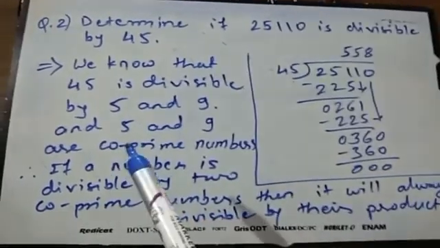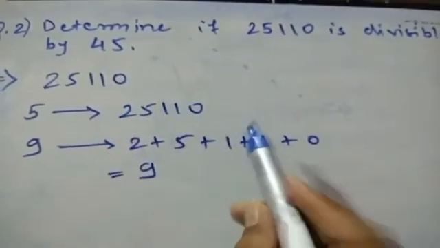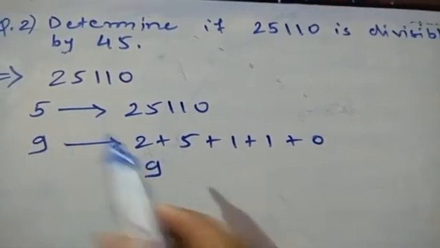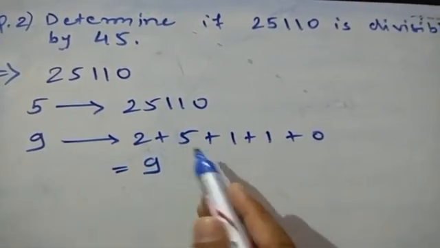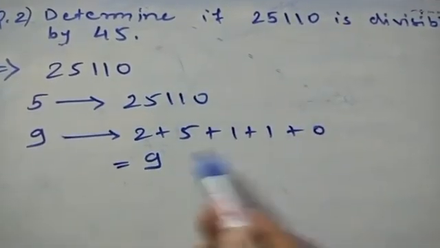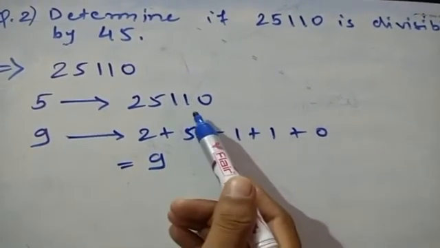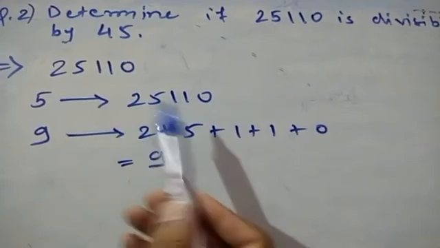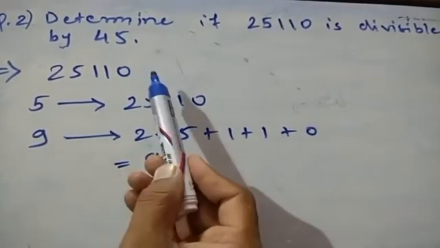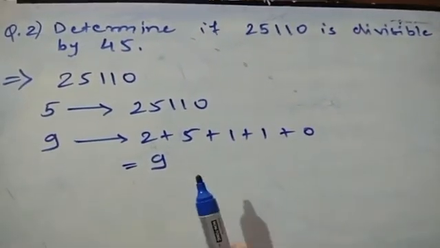Let's check now. In 25,110, the ones place digit is 0, so it will definitely be divisible by 5. As well as by 9, we will check. 2 plus 5 plus 1 plus 1 plus 0, we add all these digits. The sum is 9, and 9 is divisible by 9, so this number will be divisible by 9 also. Therefore, since the number is divisible by these two co-prime numbers, it will be divisible by 45 also, as 45 is the product of 5 and 9. I hope you understood this example also.